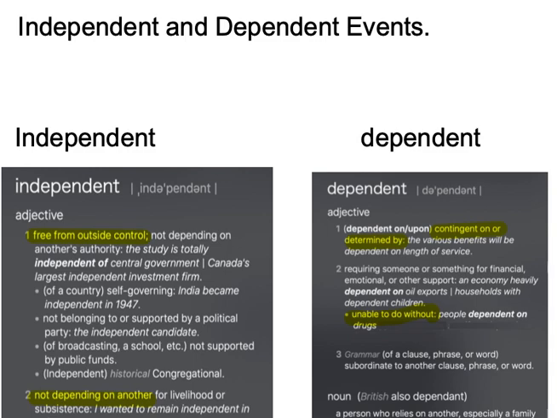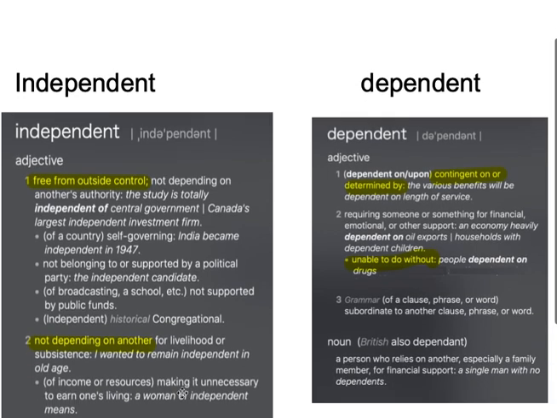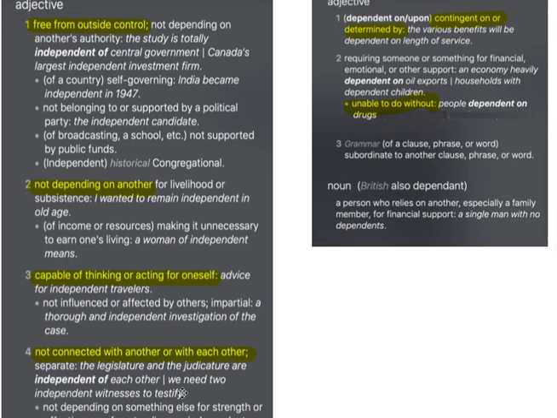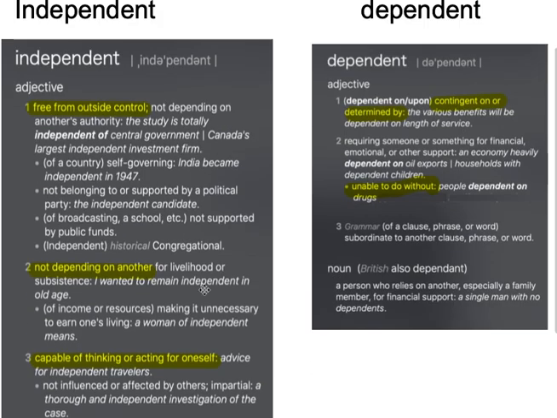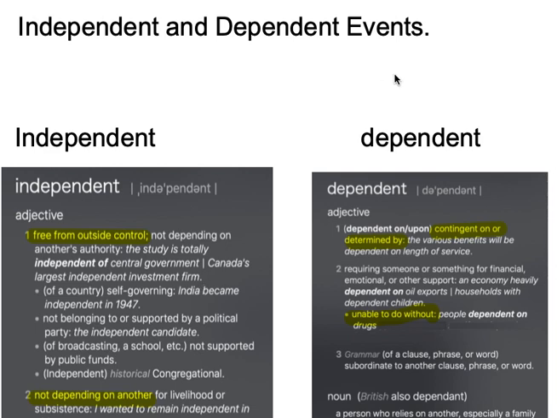Next, not depending on another for livelihood or sustenance. 3, capable of thinking or acting for oneself. Number 4, not connected with another or with each other. I think that might be the best definition dealing with probability for independent: not connected. So I'm going to write that up here. We'll talk about what that means here in just a sec.